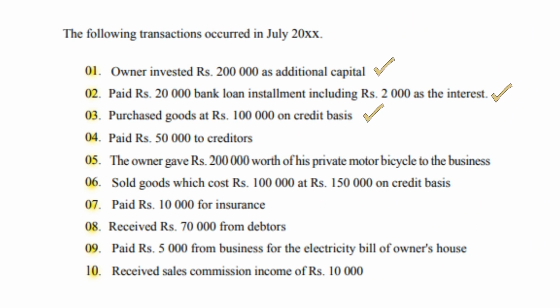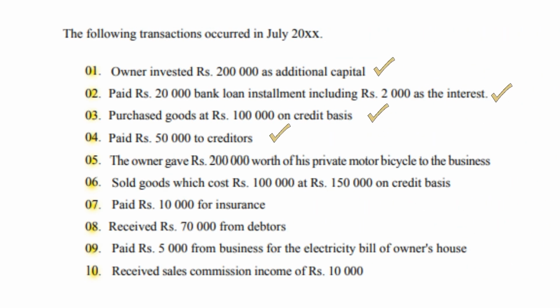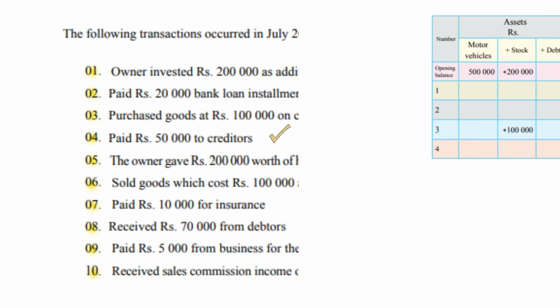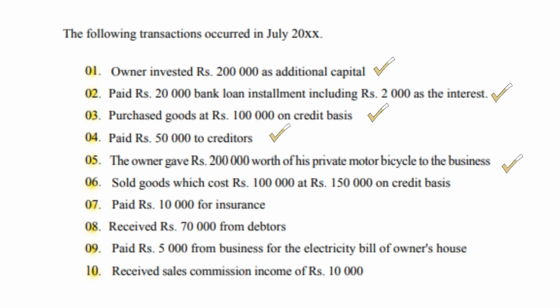Next one is purchased goods at rupees 100,000 on credit basis. Here you all know we have to add 100,000 in stocks and creditors, because stocks is increasing and our liability is also increasing due to purchase on credit. Then paid rupees 50,000 to creditors. So 50,000 should be deducted from cash, and since paid to creditors our liability is decreasing, 50,000 also should be deducted from creditors. Next, the owner gave rupees 200,000 worth of his private motorcycle to the business.